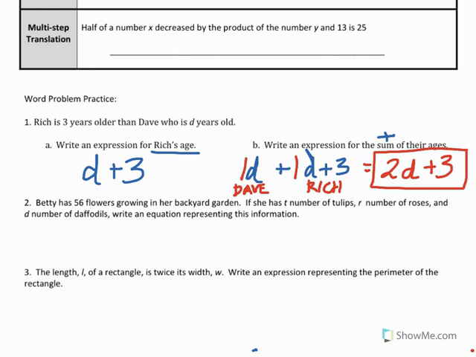In number 2, Betty has 56 flowers growing in her backyard garden. If she has T number of tulips, R number of roses, and D number of daffodils, we want an equation representing this information. So that means that she has a total of 56 flowers. So we're going to add them all up. She has tulips plus roses plus D daffodils is going to equal our 56 flowers.